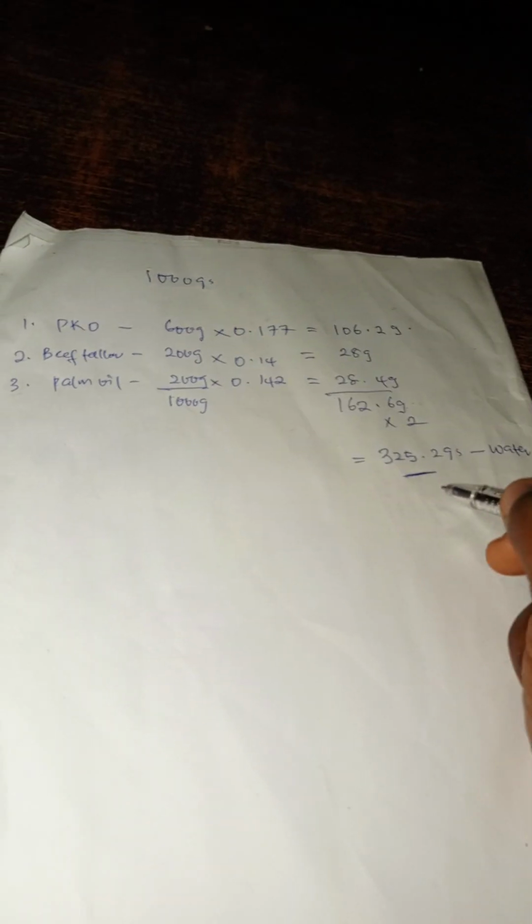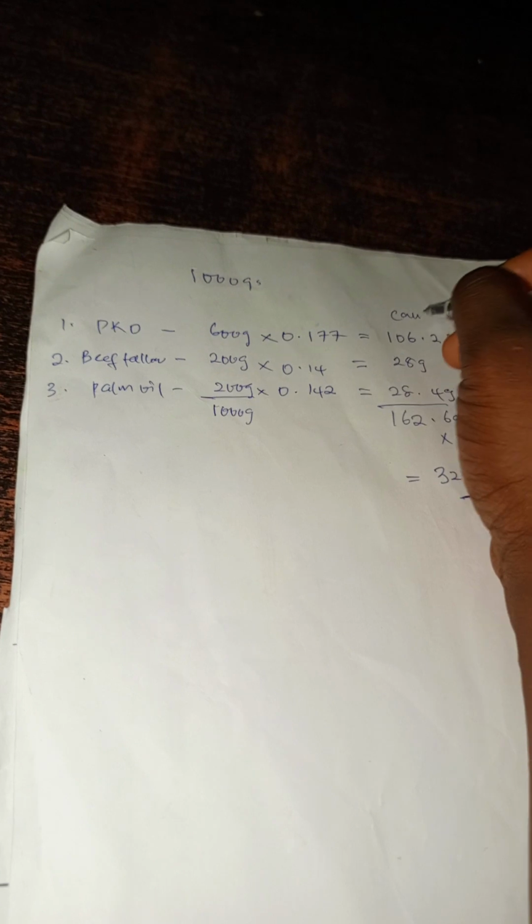Now, let's label here. This is the total amount of water you're going to use to dissolve this total amount of caustic. So here is caustic. All right, let's just label it down. Here is oil. So you're going to use 325.2 grams of water to dissolve this total amount of caustic.